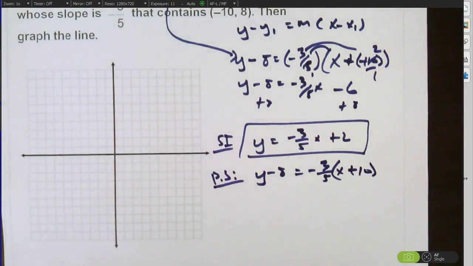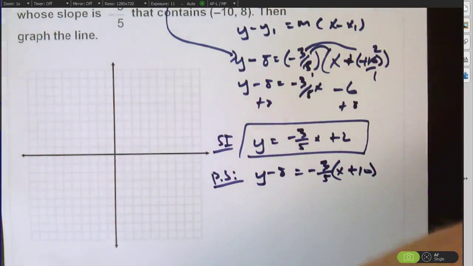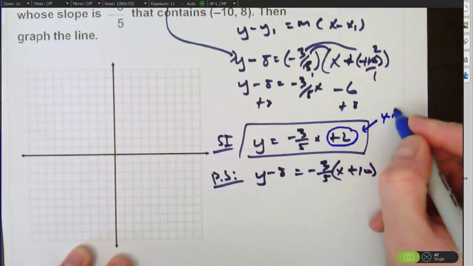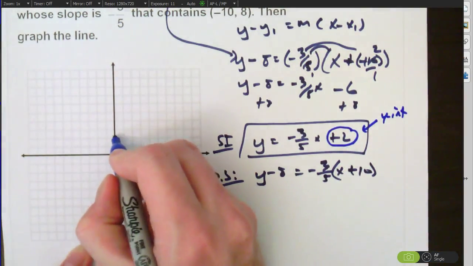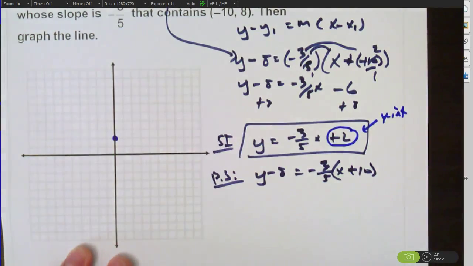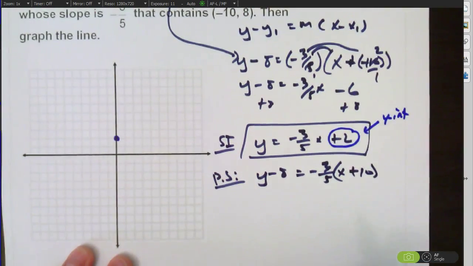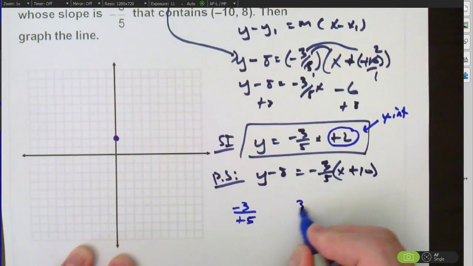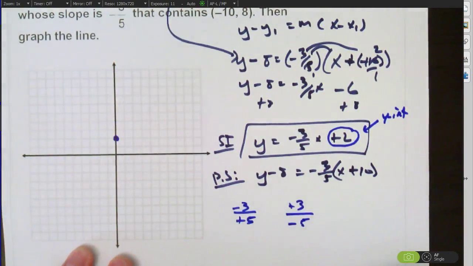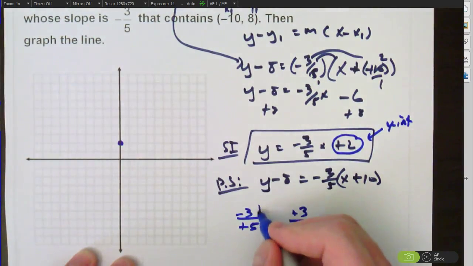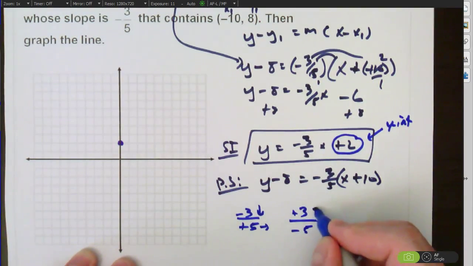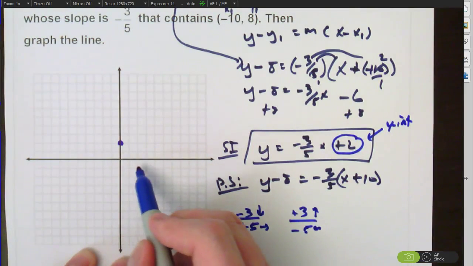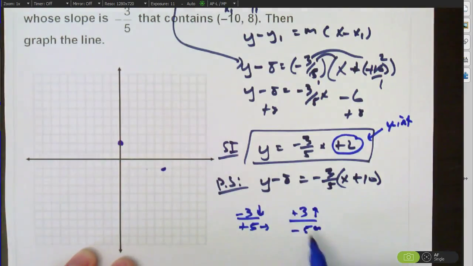And now, again, to graph it, the first thing we're going to do is plot the y-intercept. So our y-intercept is 2. So we'll start at positive 2. Okay. Then our slope is negative 3/5. Now, with the slope being negative, that means it's a negative over a positive, or it's a positive over a negative. Okay. So from here, I'm going to go down 3, right 5, or I'm going to go up 3, left 5. So from here down, go 1, 2, 3, right 1, 2, 3, 4, 5, or go up 3.